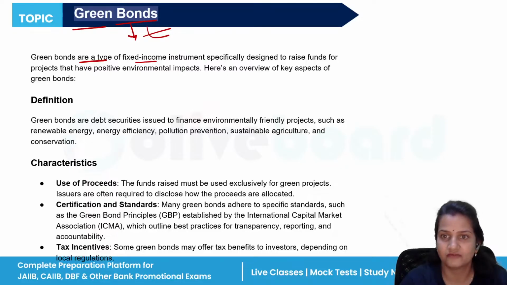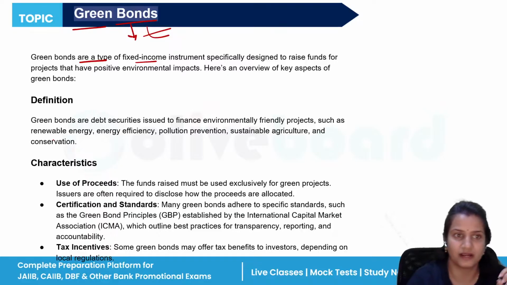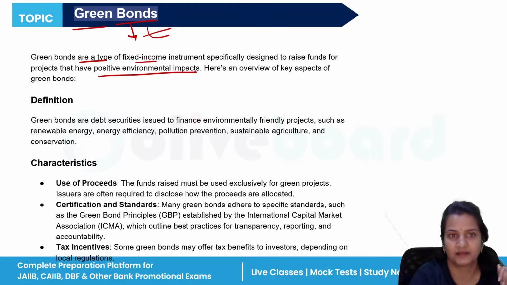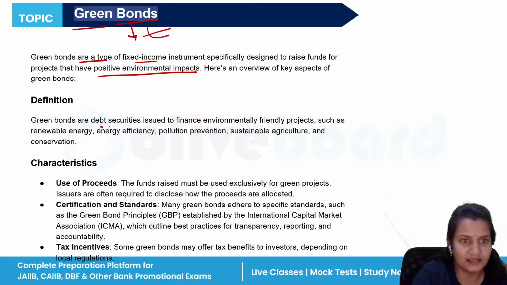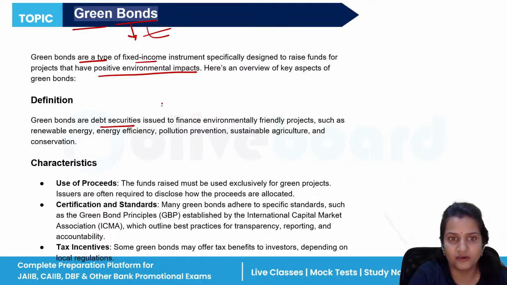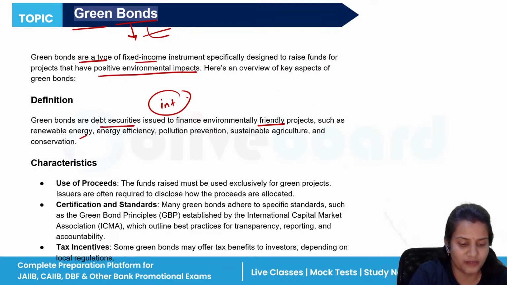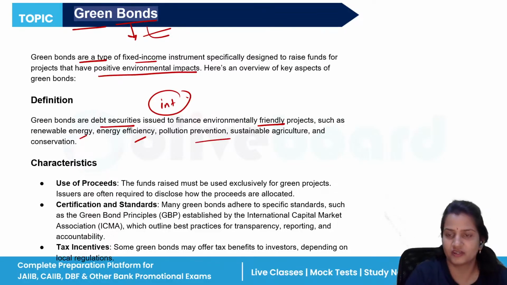With this, they raise funds for projects that have a positive environmental impact. So these are green bonds. Again, these are debt securities. In return for these green bonds, what the person gets is interest. They invest in environmentally friendly projects such as renewable energy, energy efficiency, pollution prevention, agriculture, sustainability, conservation, and biodiversity. So these green bonds are very essential for them.